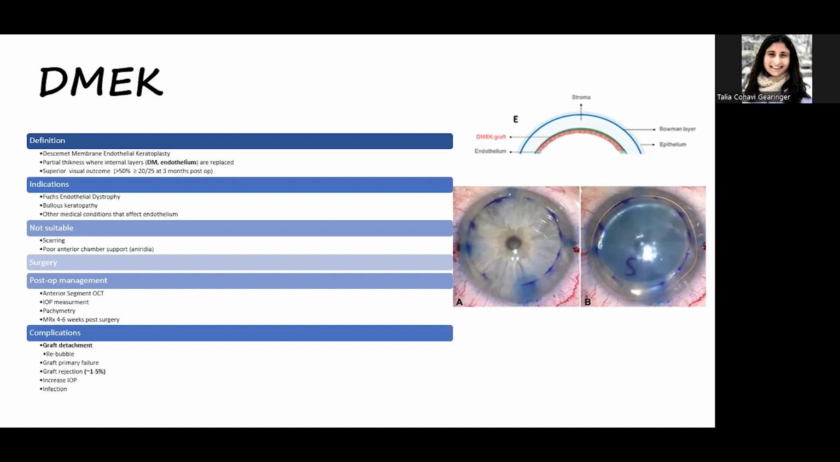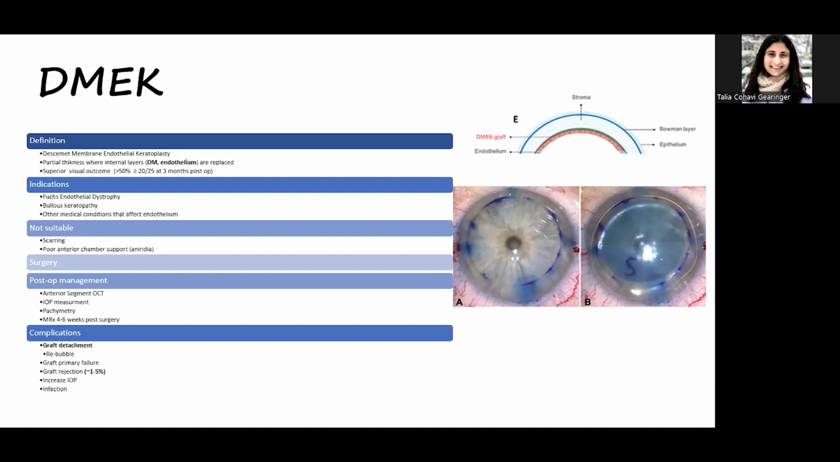The difference between the DMEK and the DSEK is that the DMEK does provide the patient a superior visual outcome after the surgery. So patients can have even 20/25 vision within months, like 2 to 3 months after surgery. So it's a very good outcome from a corneal transplant.